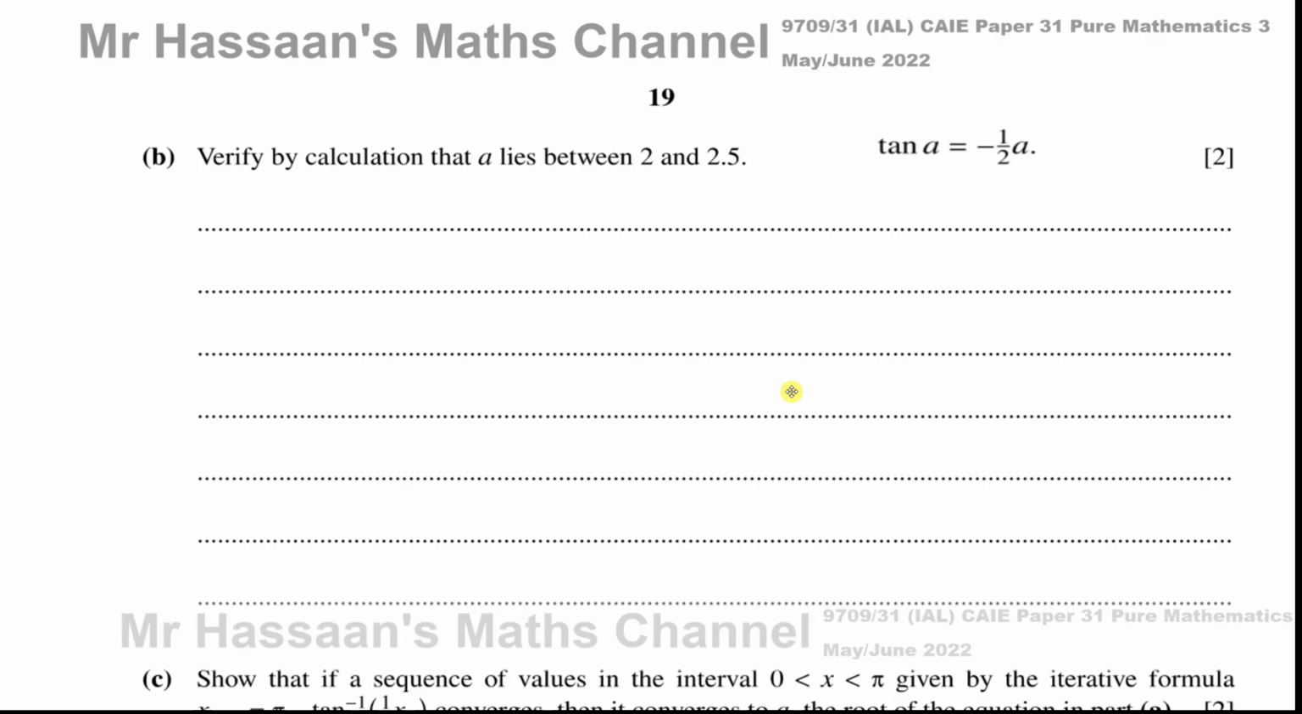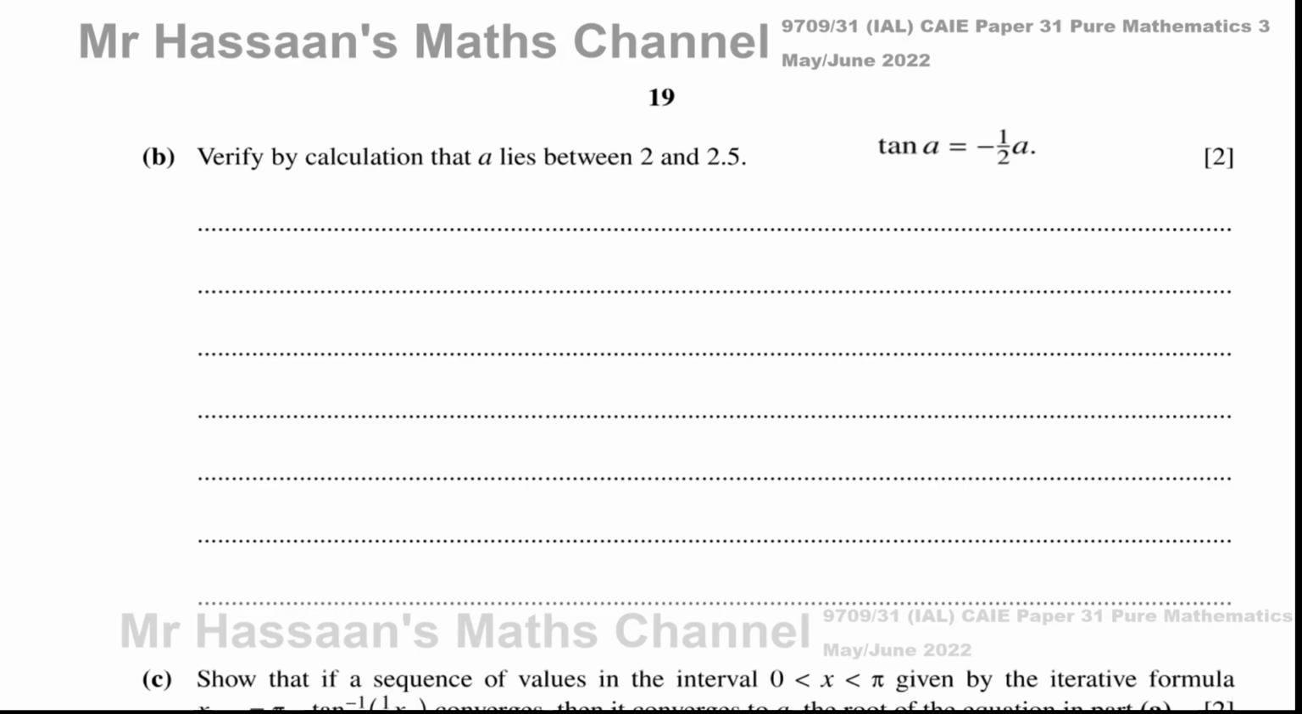Question 10 part A was about differentiation and the product rule, and now we have a question involving iteration and numerical methods. We're told to verify by calculation that A lies between 2 and 2.5.